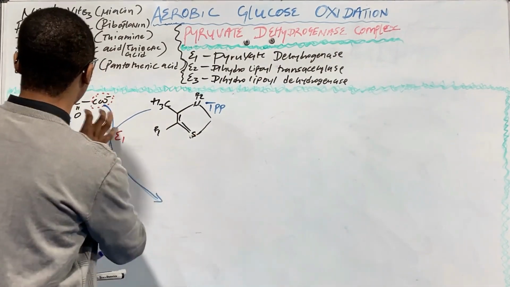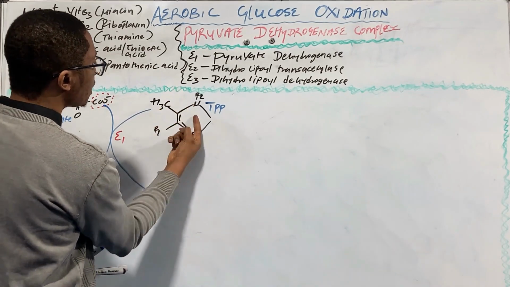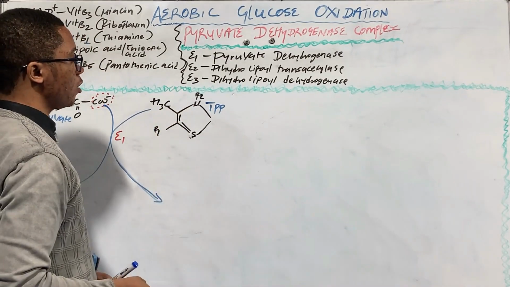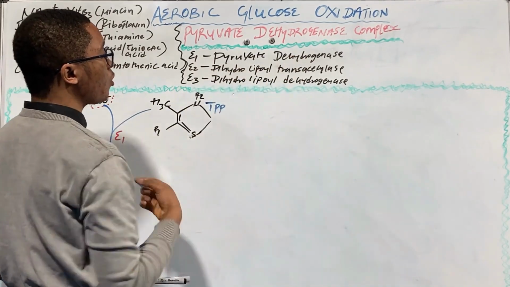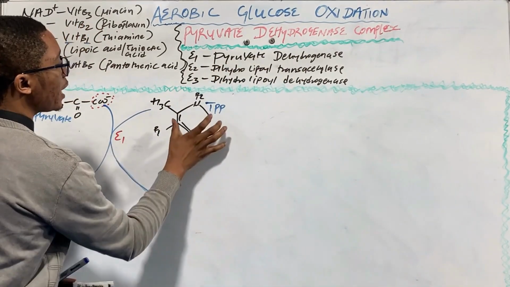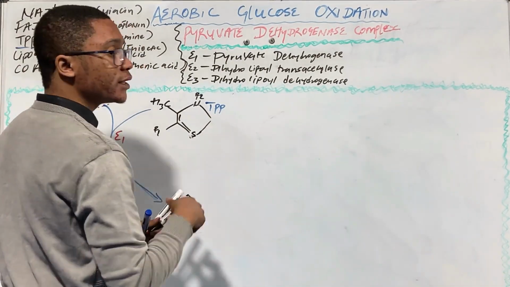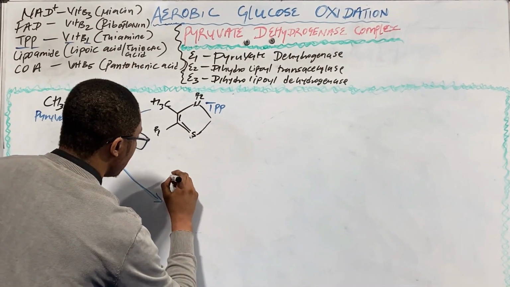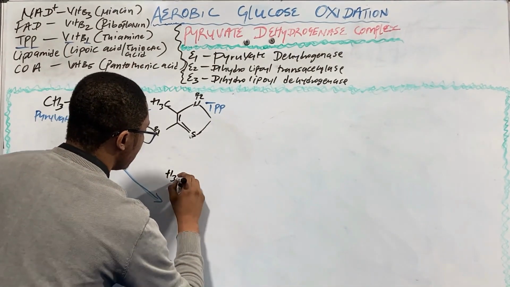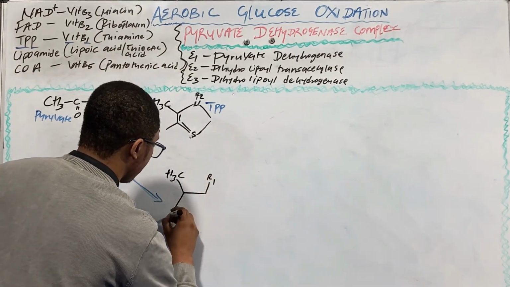All right, so now this pyruvate reacts with thiamine pyrophosphate. Remember, thiamine pyrophosphate is attached to what? This enzyme 1 complex, pyruvate dehydrogenase. So, reacting with thiamine pyrophosphate, we form hydroxyethyl thiamine pyrophosphate. So this is what it looks like here.